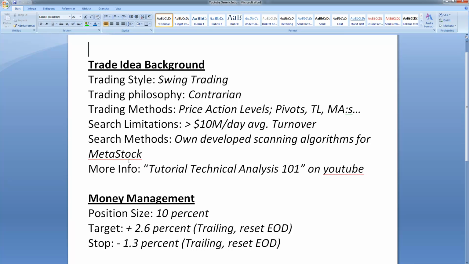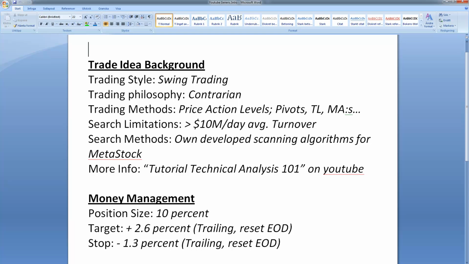Regarding money management, I use a position size of 10% at the moment. My target is 2.6%. And adding to that, that's a trailing target. I reset that end of day. My stop is also trailing, reset end of day. It's minus 1.3%.